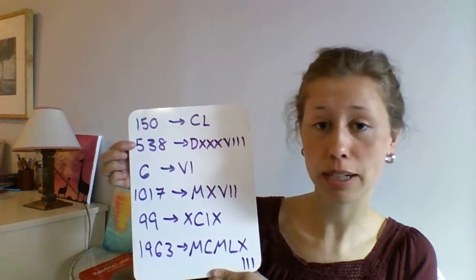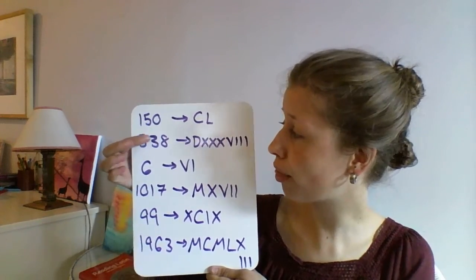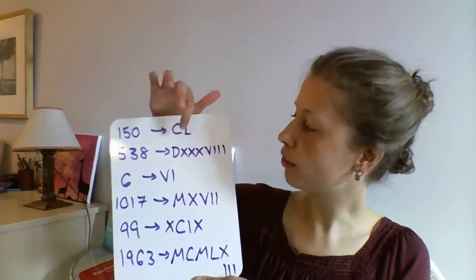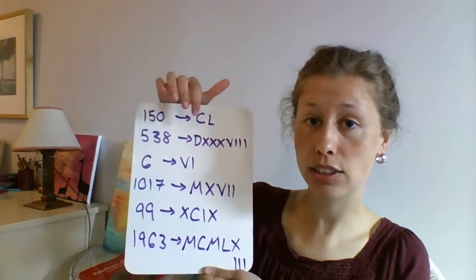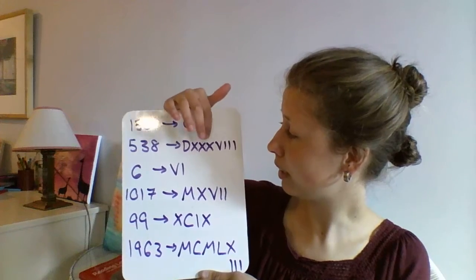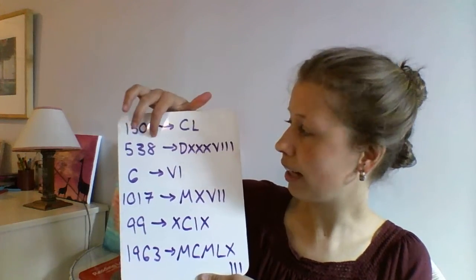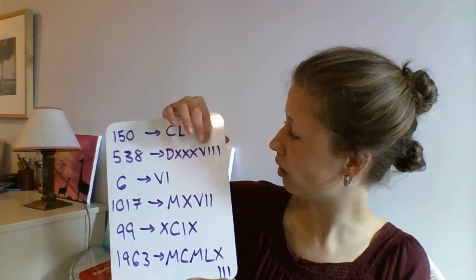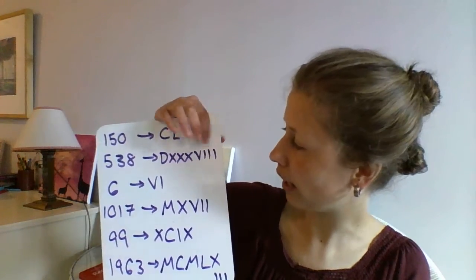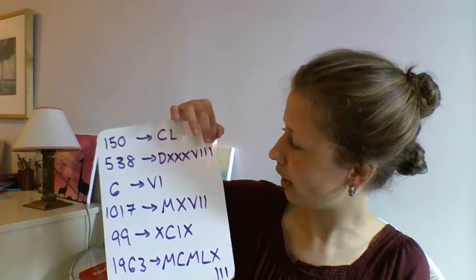This one's a little bit more complicated. We have 538. So 500 is D, so that's fine. 30 is just XXX, 10 plus 10 plus 10, 30. And then 8 is VIII, 5 plus 3 equals 8. So 538.